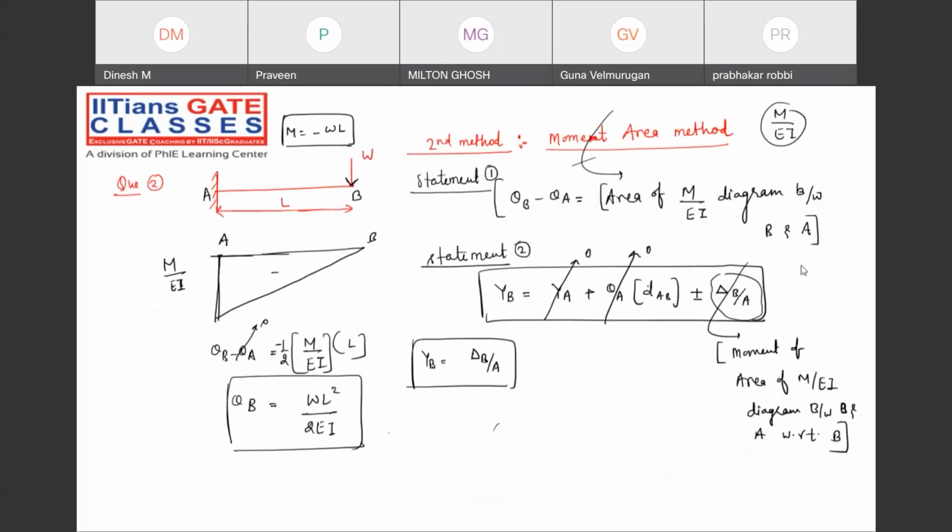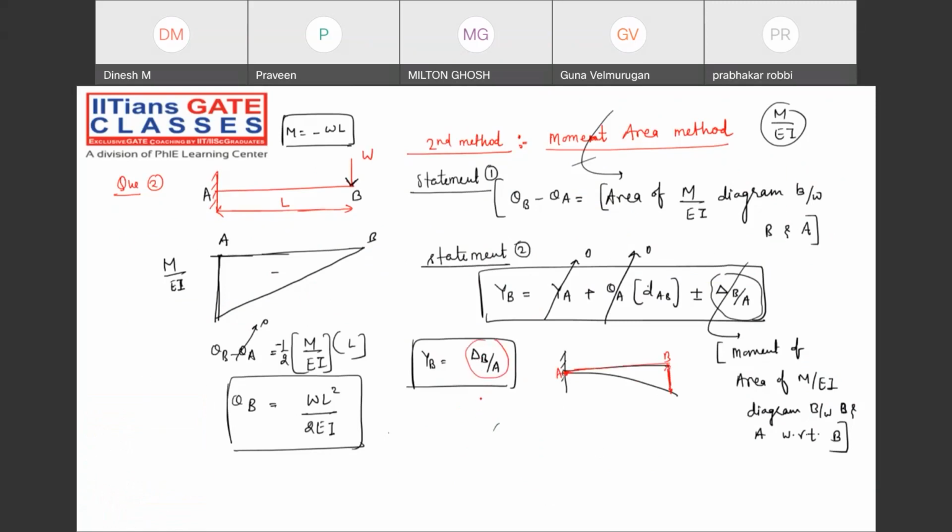Perfect. Now, if you just try to see, my dear friend, whatever the slope diagram will be there, whatever the elastic curve diagram will be there, like this. Now, at the point A and the point B, the slope is exactly 0, nothing is going to be there. So whatever the distance will be there, that can be directly calculated with respect to delta B with respect to A.